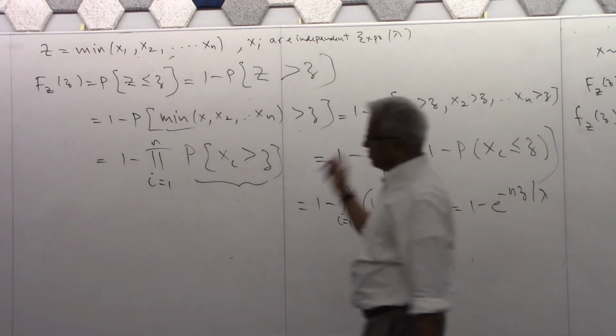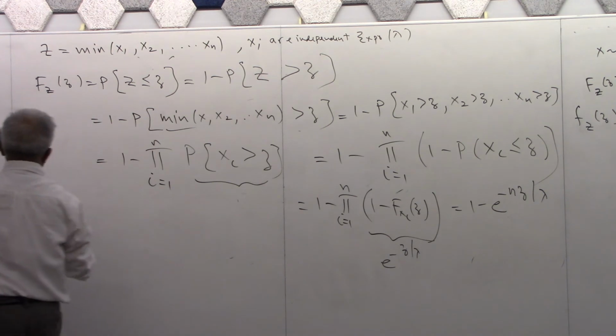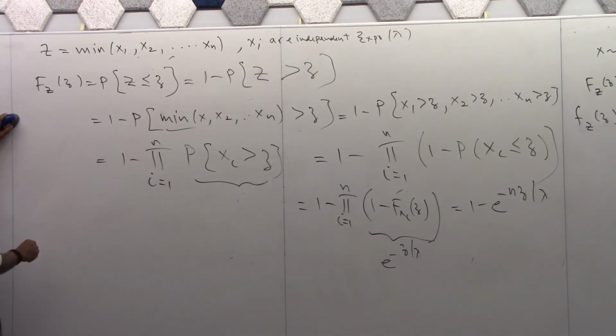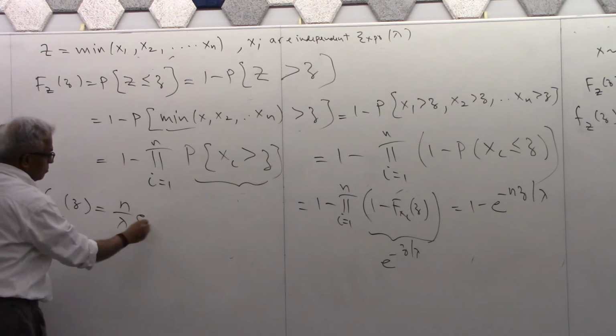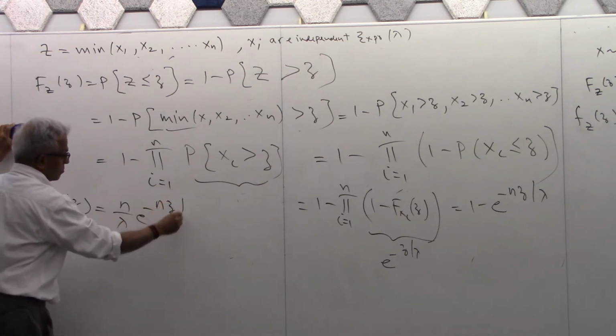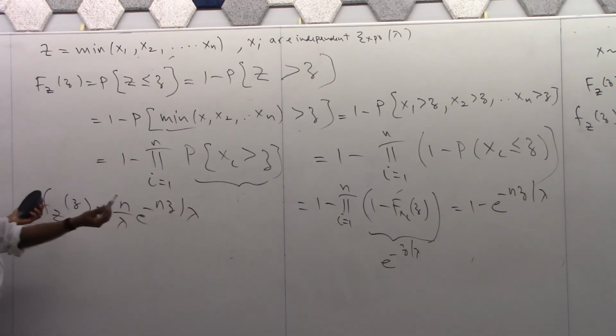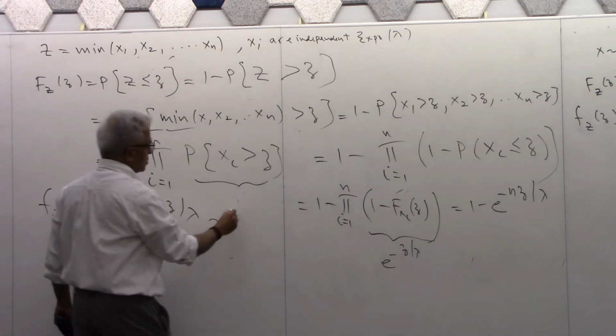That's the distribution function. So let's take the derivative with respect to z. So you get f_Z of z. What's the derivative? Look, this is also exponential, so you get another result.